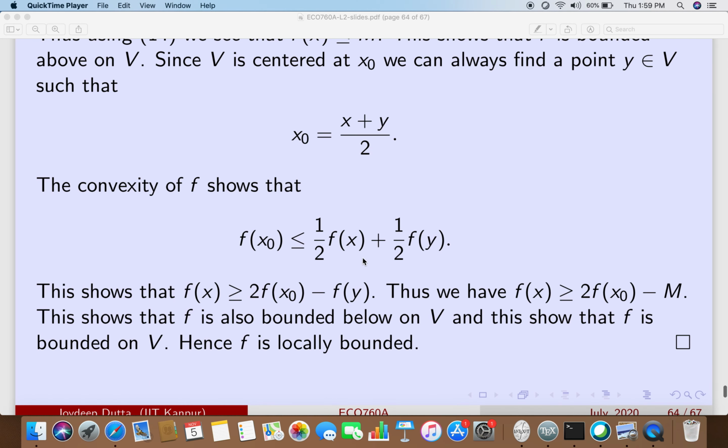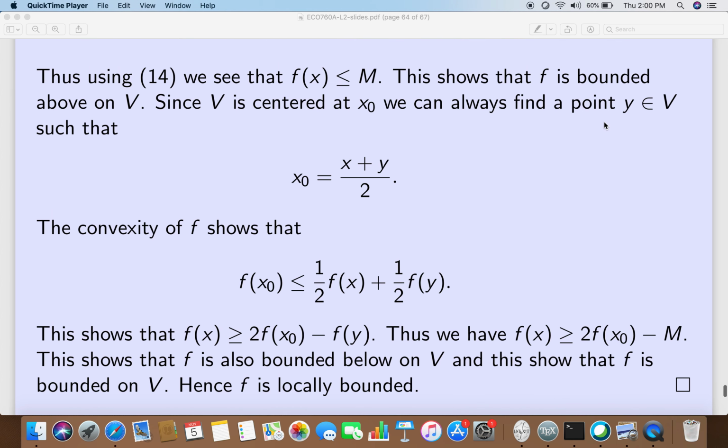Now, f of x naught is less than or equal to half of f of x plus half of f of y by convexity of f. From here we will have 2 f of x naught is less than or equal to f of x plus f of y, so f of x is greater than or equal to 2 f of x naught minus f of y. So y is a point.